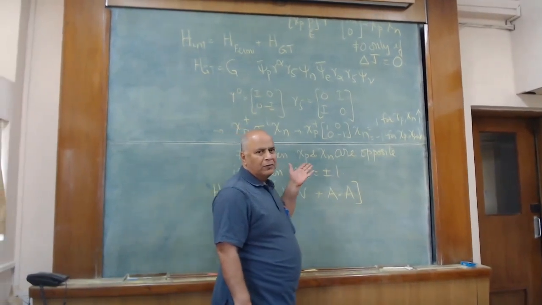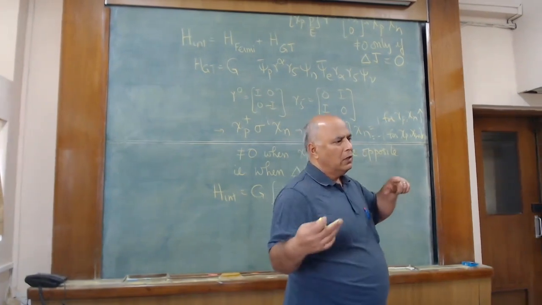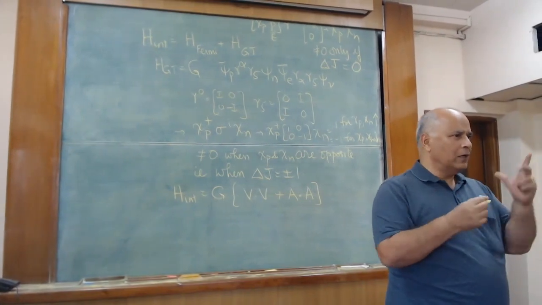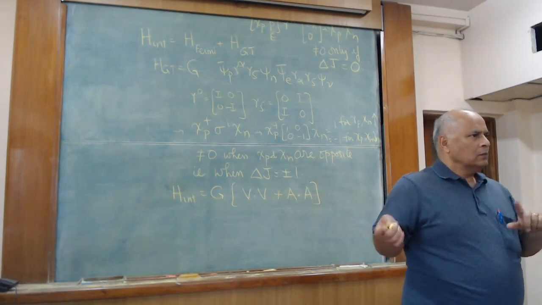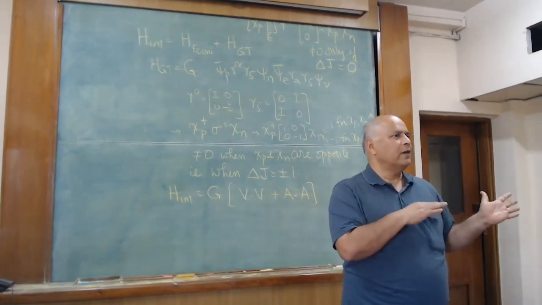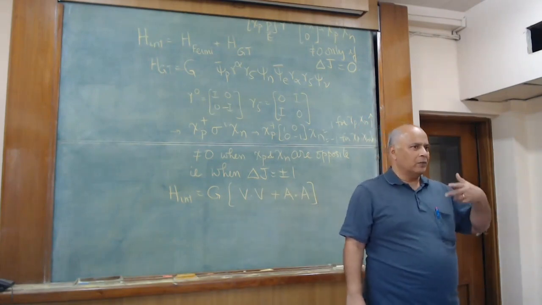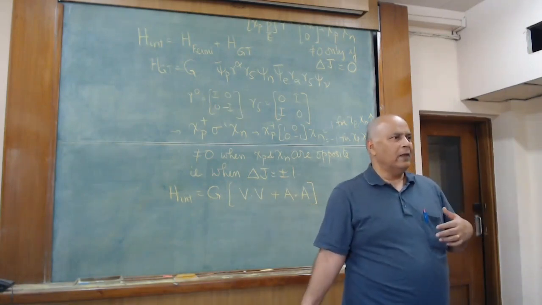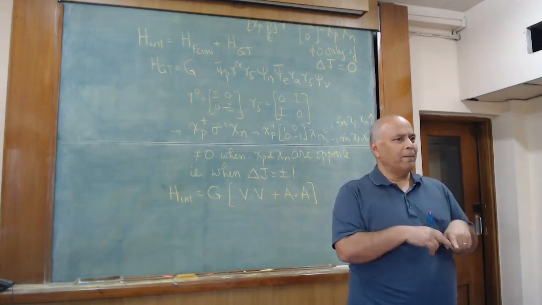I hope you've heard of this symmetry called parity, where you change the right-handed coordinate system into a left-handed coordinate system, and some vectors change sign under parity and some vectors don't. For example, position vector and momentum vector change sign under parity, but angular momentum, which is r cross p, does not change sign under parity.